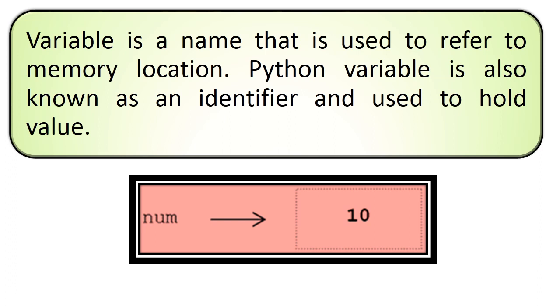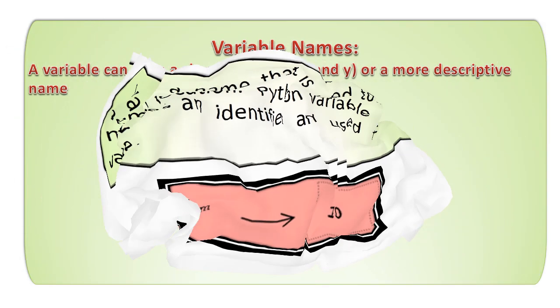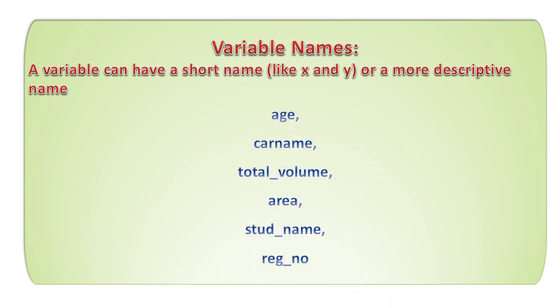A variable is a name that is used to refer to a memory location. A Python variable is also known as an identifier and is used to hold a value. A variable can have a short name or a more descriptive name like age or total_volume.